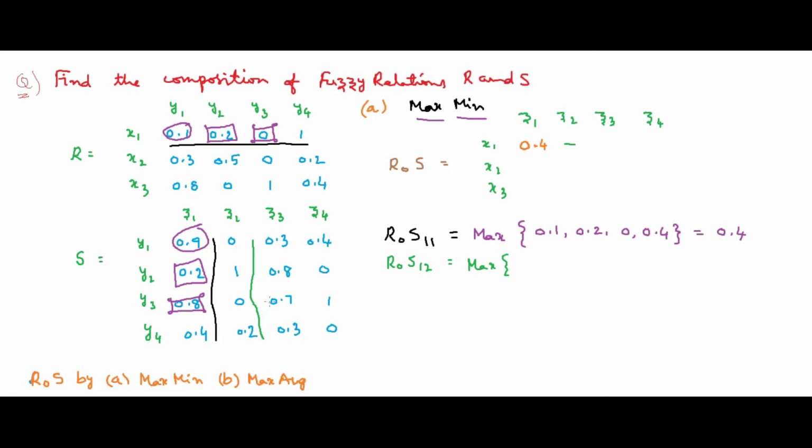So simple. What is minimum of 0.1 and 0? It's 0. Minimum of 0.2 and 1 is 0.2, minimum of 0 and 0 is 0, and minimum of 1 and 0.2 is 0.2. So what is the maximum of these? It is 0.2. So this value will appear here.